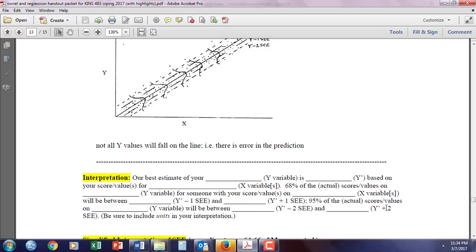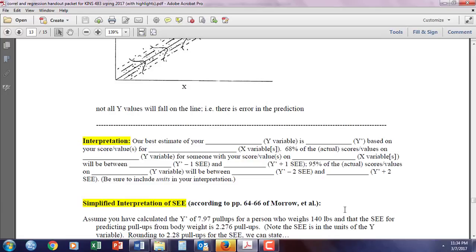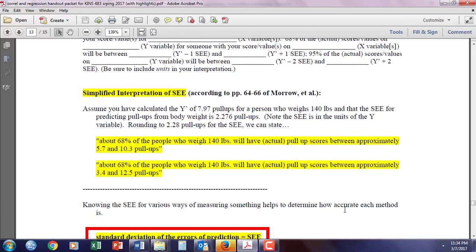I added 2 times 5, or 10 mils per kg, to my predicted score of 50, and I got 60 here as the way to fill in this second blank. So, there's lots of simplified ways of looking at this. If you've lost me on this video, please go back, reread those 3 pages in your book, pages 64, 65, 66. And you can see here that when we predict somebody's pull-ups from their body weight, we get an interpretation that reads like this, when the standard error of the estimate is 2.28 pull-ups.